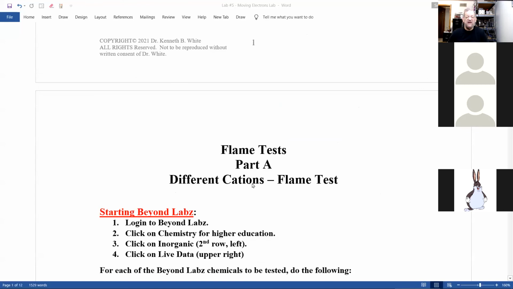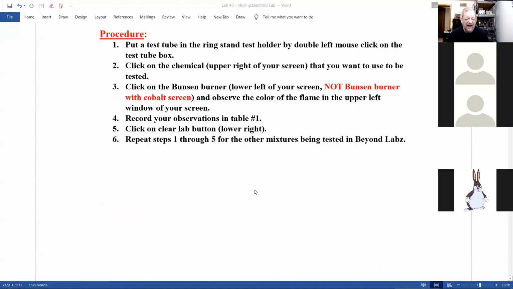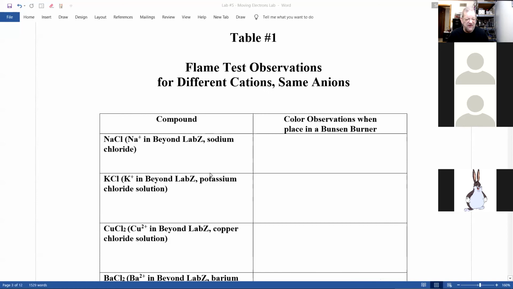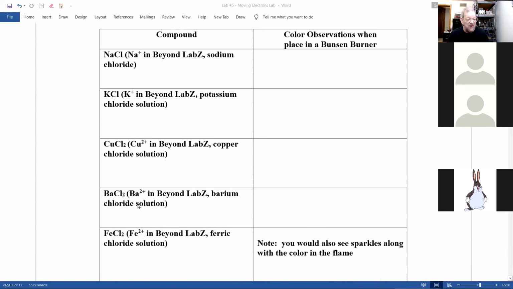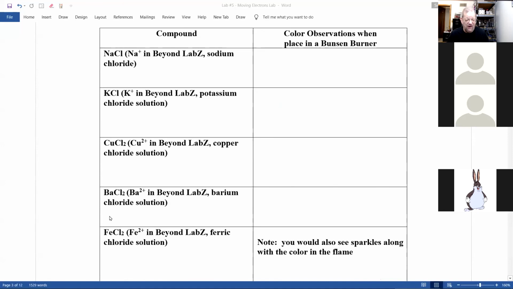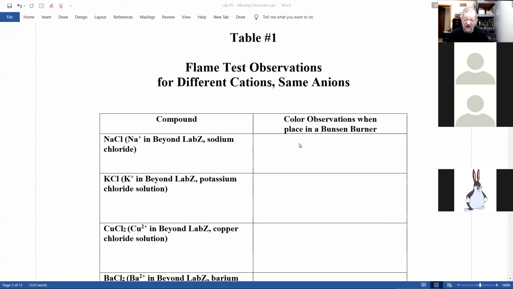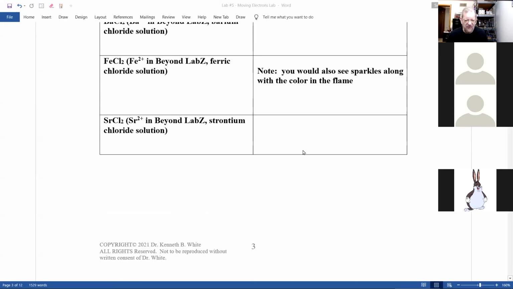you're going to be testing different cations, and you'll be doing this in Beyond Labz. I'm going to go there in a little while. And what you'll do is test these different cations in these compounds, but notice the anion is always chloride. So we're only changing in each one of these the cation. And what you'll be asked to do, I'll show you in a little while, is to do the flame test and put down what color you see here. I'll go through this in a while.